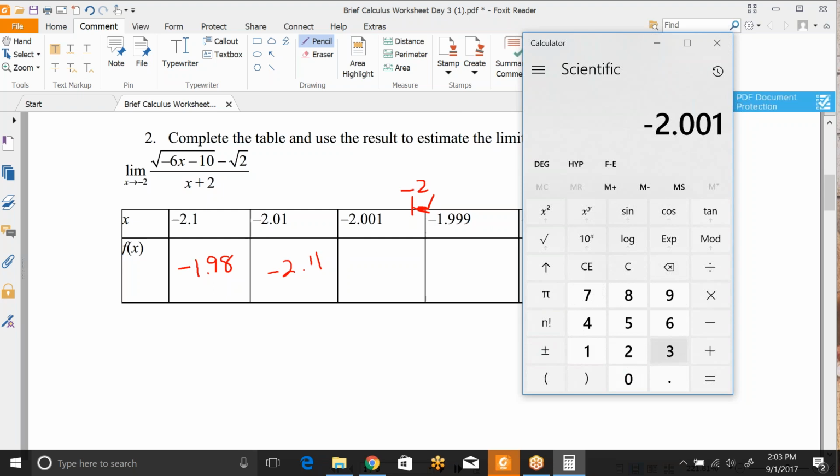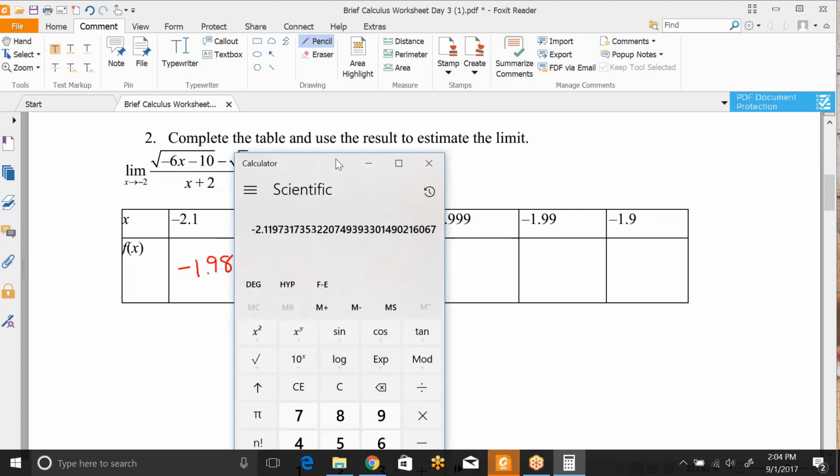2.001 is negative times 6, which is negative, then minus 10. That's all inside that first radical. Take the square root of that, minus the square root of 2. Hit enter, that's my numerator, divided by 2.001, which is negative, plus 2. So this time we get negative 2.12. So that's what it looks like we're getting closer to.